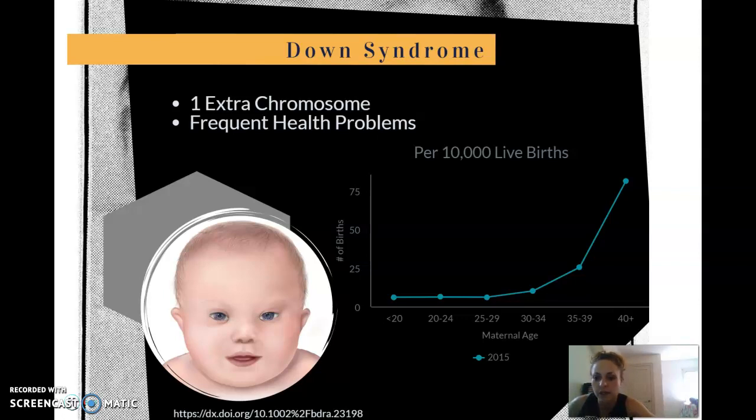It affects every race, and it's more common in females of advanced maternal age. Above the age of 35, the incidence skyrockets. But it is something that we can see before birth, so they may be able to see that.